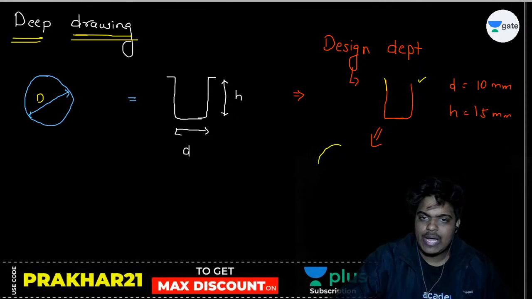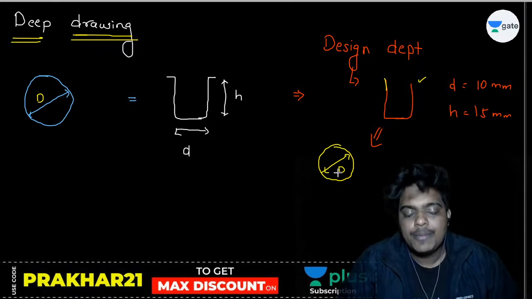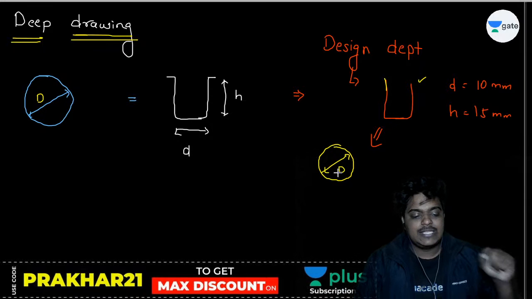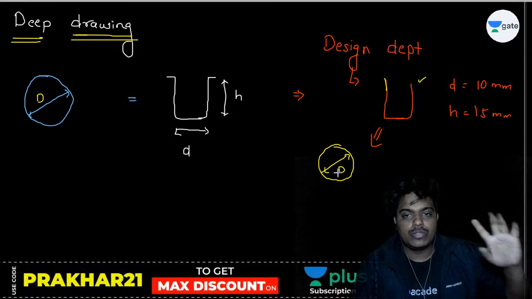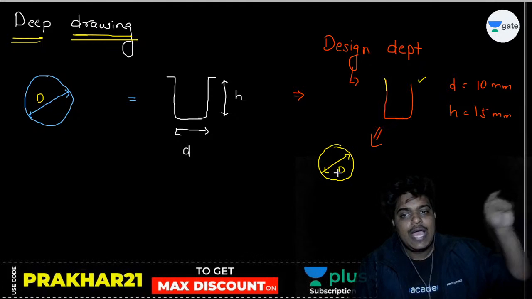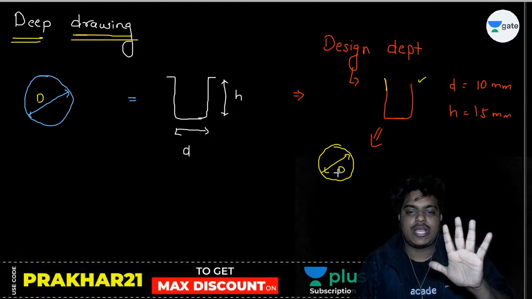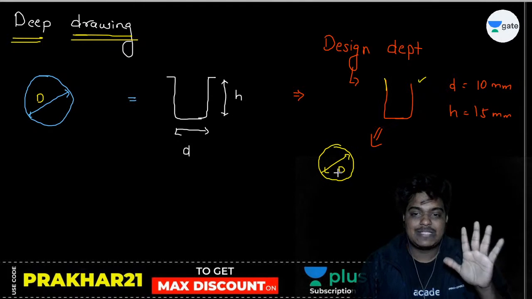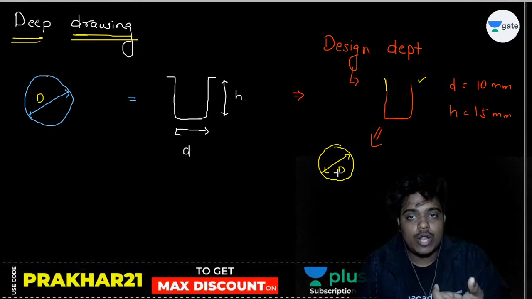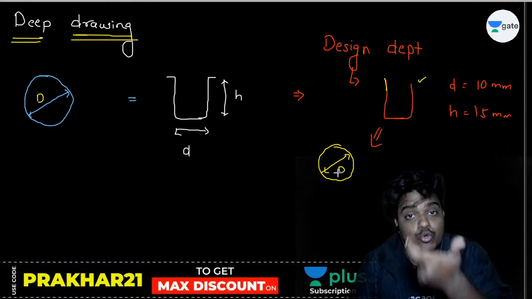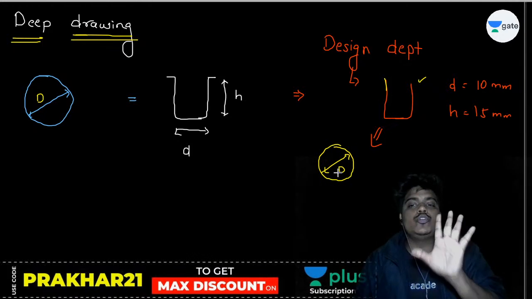You know, drawing a cup is easy from a blank. Now your worker will ask, sir, what should be the diameter of the blank? Because this diameter we will feed into the machine, and then we will be getting a blank of this shape and size. But it is very important, it is your responsibility, being a production engineer, to tell how I am going to make this cup.